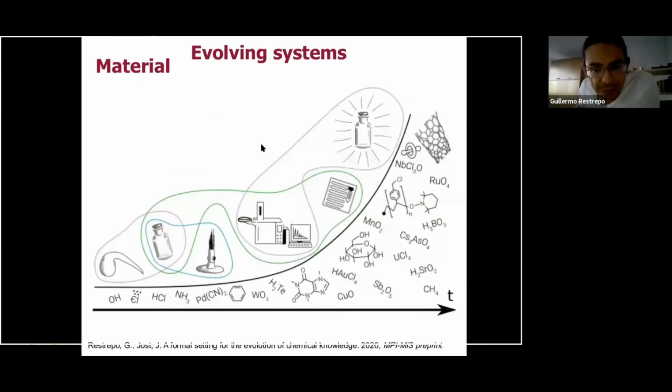And the material system is also evolving. I mentioned that chemical knowledge can be taken as the interaction of the semiotic, social, and material systems of chemistry. The material system of chemistry is made of substances and their reactions.